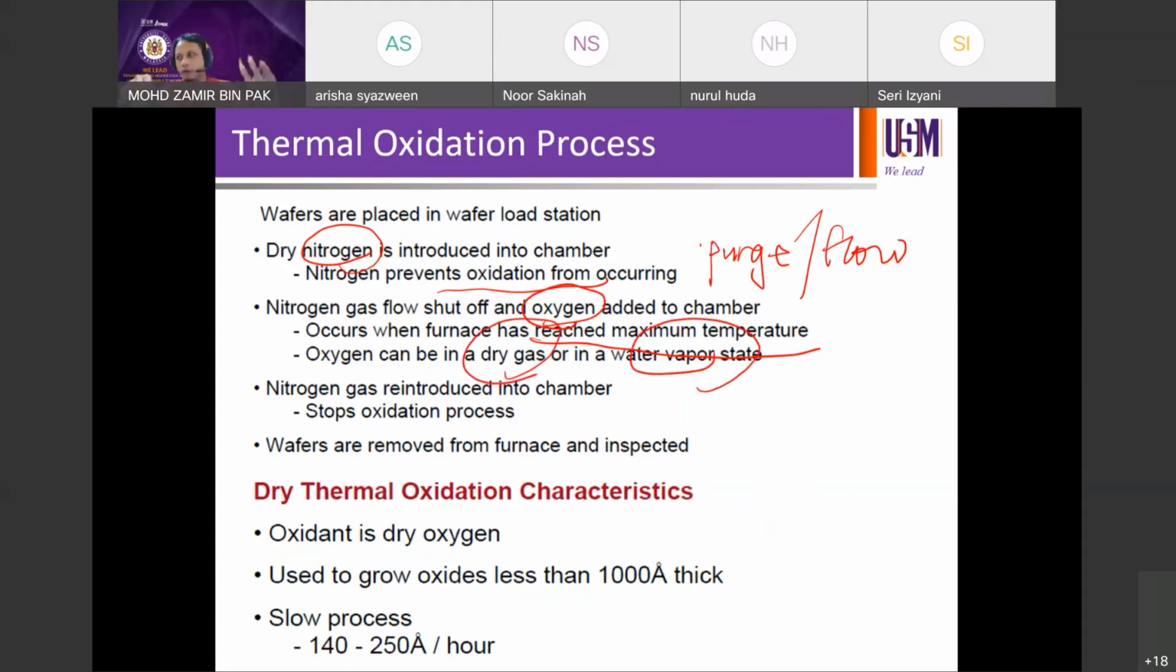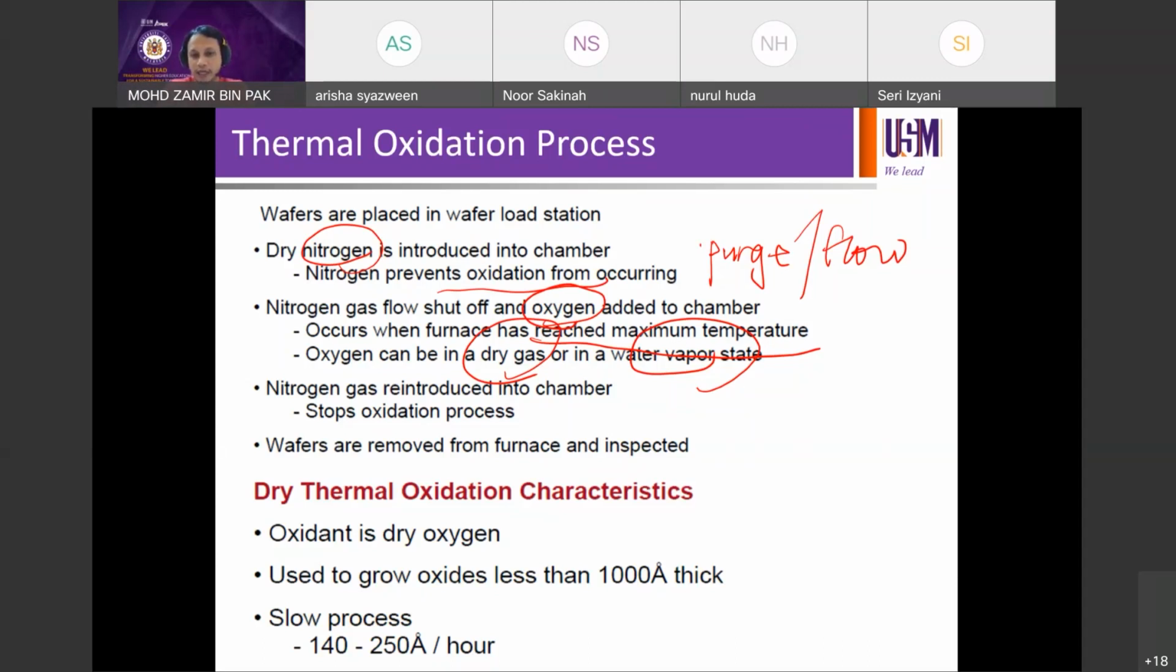Then after you have grown your intended thickness, say 10 nanometer, for example, of thermal oxide, nitrogen gas is reintroduced. You stop the oxygen, you turn the nitrogen back on into the chamber, and it is filled with nitrogen. That will stop your oxidation process from continuing from the previous step. So that's why in the fab, or in some other factory, we call it a recipe.